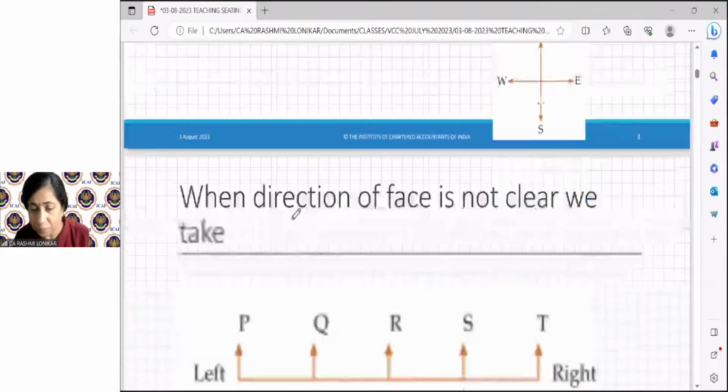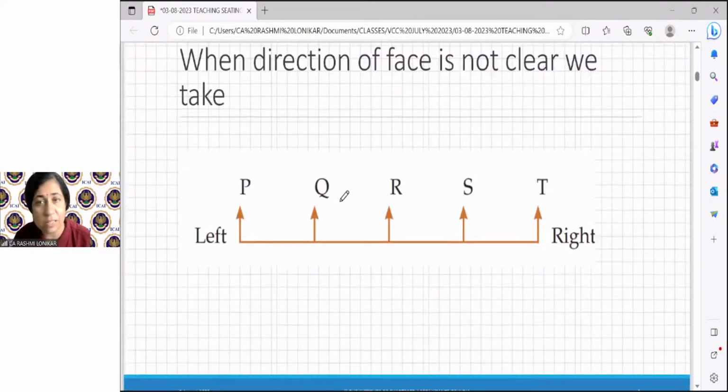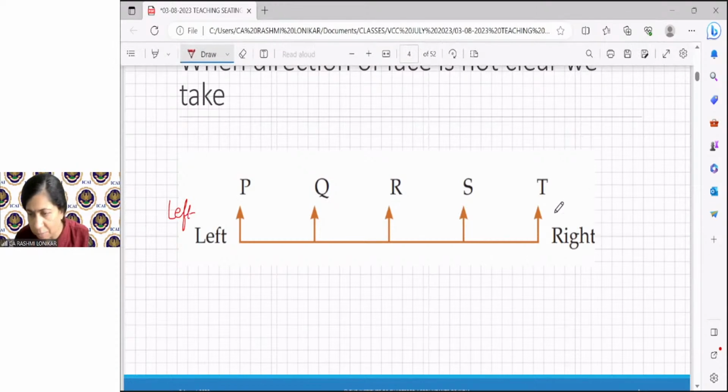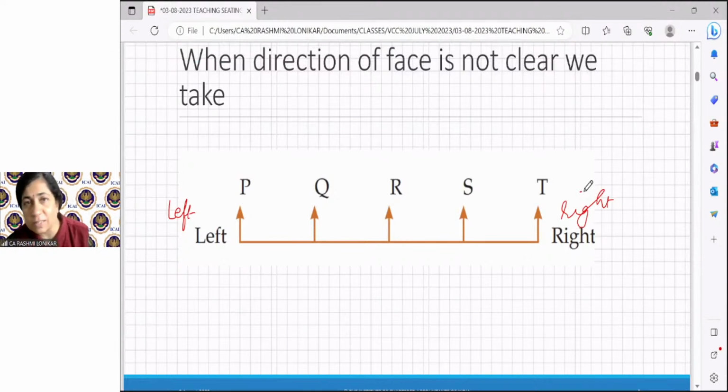So, when the direction of face is not clear, when there is no mention that people are facing this direction or that direction, then we will take it as facing north. So what will happen is everybody's left will be to our left, and everybody's right will be to our right. So if I say 5 people PQRST are standing in a row facing north, or even if they don't mention it, it means this.